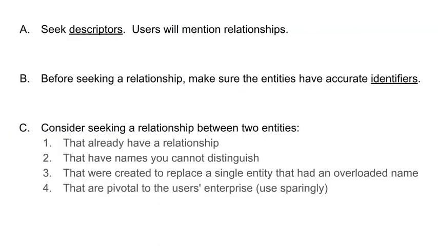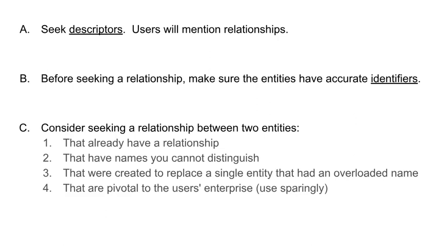Let's review. Here's a framework for finding relationships. The best way to find relationships is by simply seeking descriptors, as we did in an earlier video. The users will naturally tell us about relationships. For example, what should we remember about each camera? The users will likely tell us that about each camera we should remember the photos we took with it. That gives us a new relationship between camera and photo, and we didn't have to ask about photo.